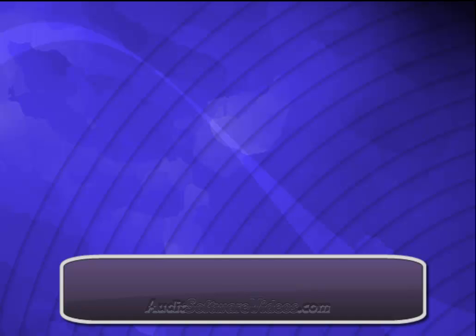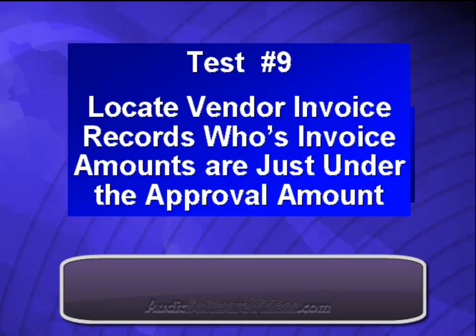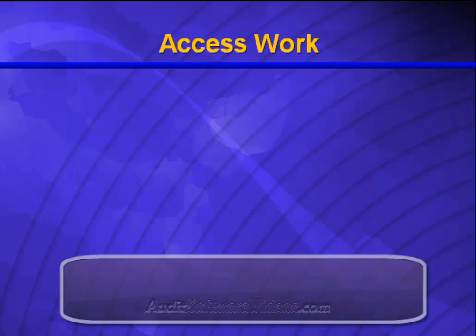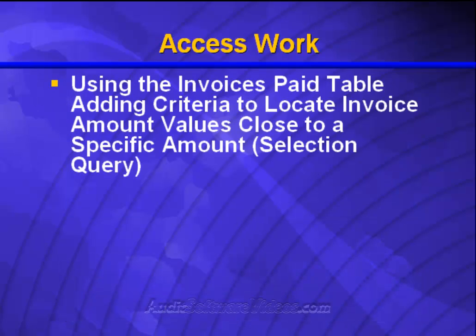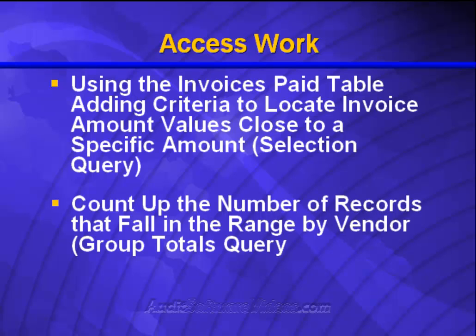In this second from last test, we will create a group totals query to locate vendor invoice records whose invoice amounts are just under the approval amount. We will find these records by using the invoices paid table and adding criteria to locate invoice amount values close to a specific amount. Then we will count up the number of records that fall into this range, grouped by vendor.